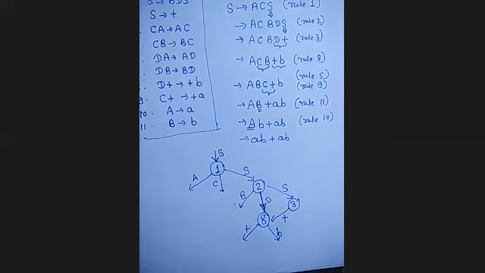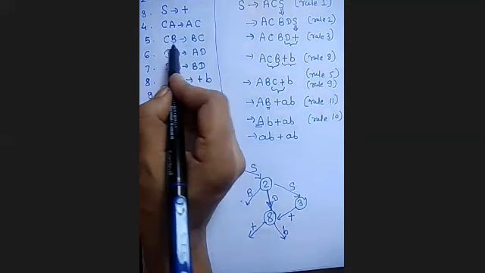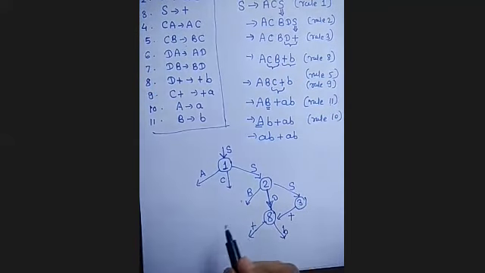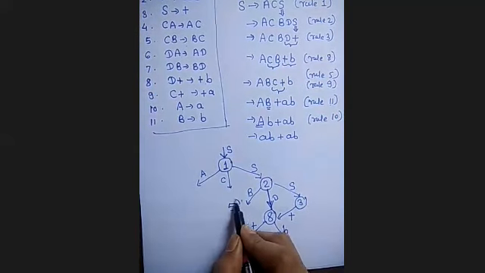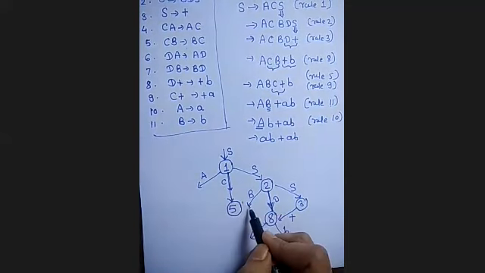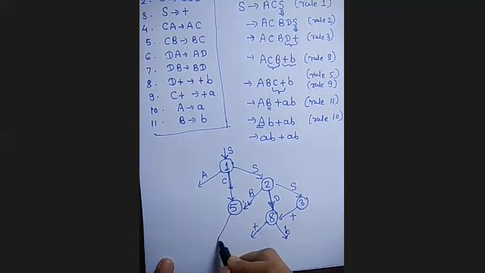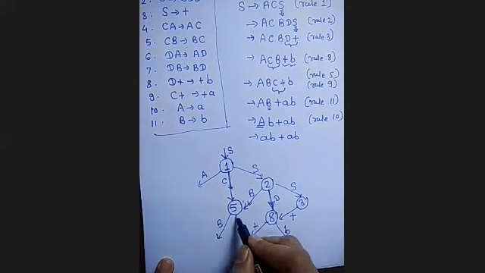Next step, after rule number 8, what did we do? Rule number 5. What is rule number 5? CB derives BC. So CB derives BC. Rule number 5. I'll create here a new node 5. Incoming edges from C and B. Outgoing edges are B and C.